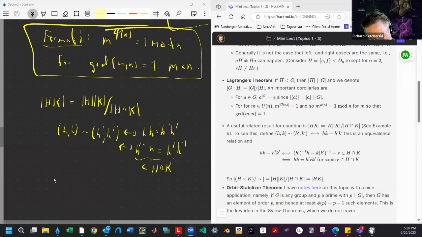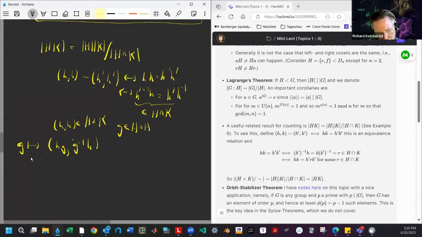And then what I claim is that if I take a specific (h, k) inside of H cross K, and I look at g in H intersect K, and I look at this map, g maps to (hg, g inverse k), then clearly (h, k) is equivalent to that thing there, right? So that's one thing. And this is actually one-to-one, right?